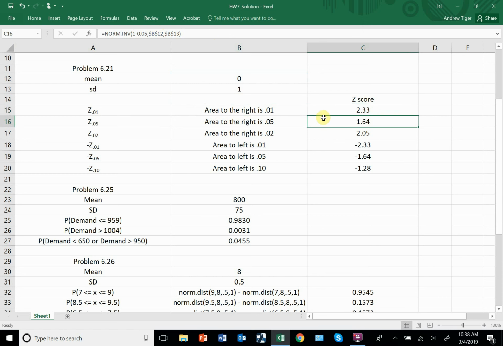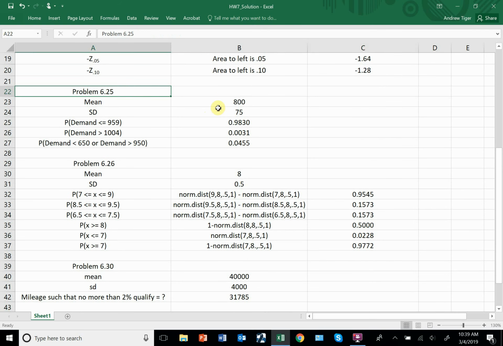Z such that the area to the right is 0.05, I put in 1 minus 0.05 to come up with this, and then z such that the area to the right is 0.02, you put in 0.98, or 1 minus 0.02 in the area, and that gives you those numbers.